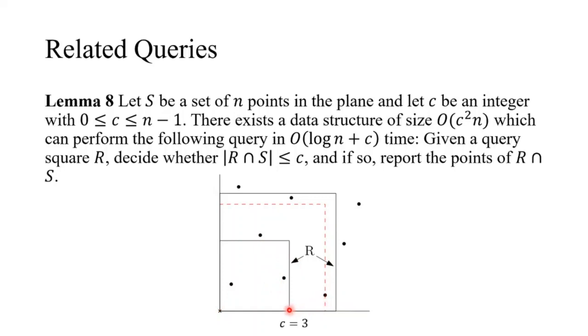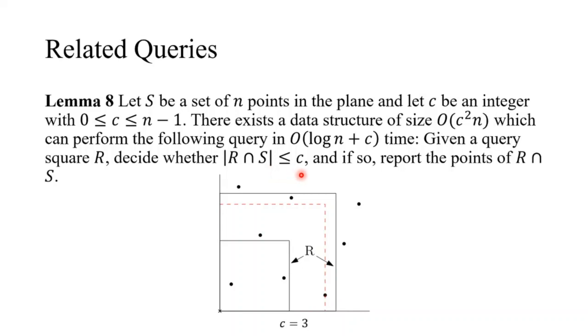Now, for example, if this is our query square R, we see that since this square is contained within our dashed red square, it contains strictly less than 4 points, or less than or equal to 3 points of S, and therefore we can report that fact and report those points which it contains. Otherwise, if our square contains the square returned by our query to Lemma 7, then we know that it has at least 4 points, and therefore we can report that it does not have less than or equal to C points.